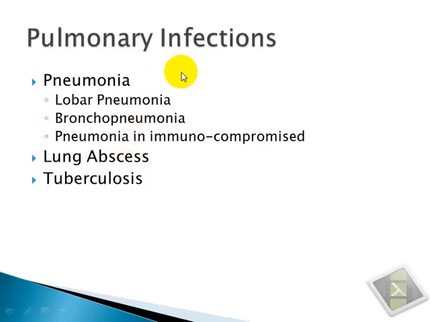Now coming to pulmonary infections, we have a huge list over here. This list seems quite a short one, but when we talk about pneumonia syndromes, we have lobar pneumonia, bronchopneumonia, and pneumonias in the immunocompromised host. We'll be talking about lung abscess and tuberculosis.